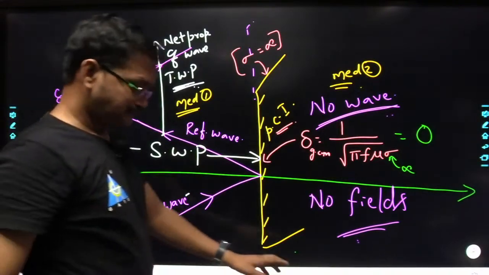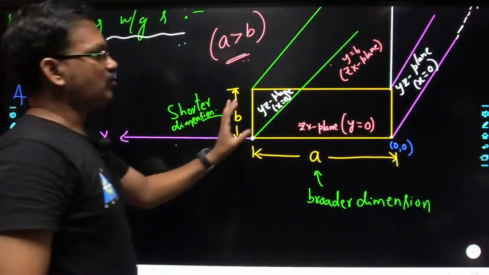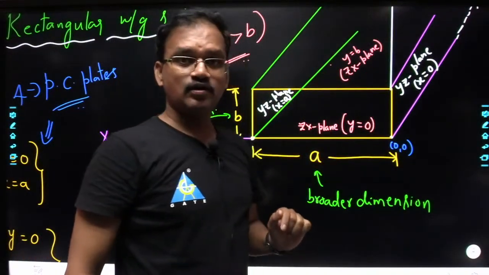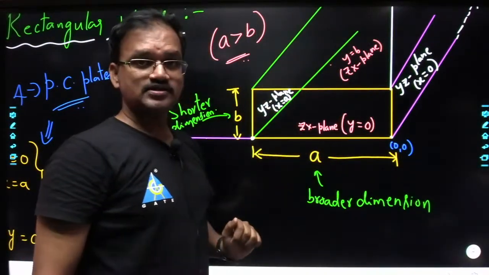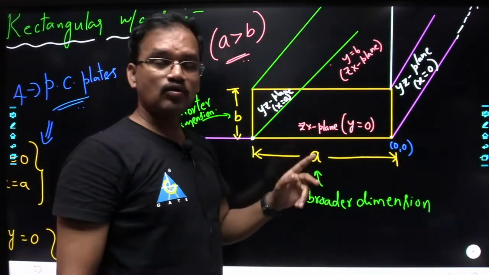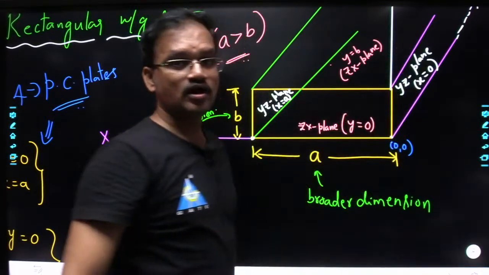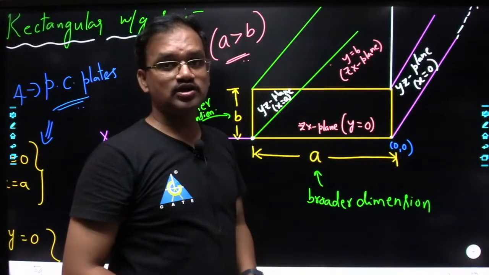Okay. So here, after all, we are designing this rectangular waveguide with 4 conducting plates. Just now we have seen that between any 2 conducting plates, you are going to have a standing wave pattern, and along the conducting plates, you are going to have the net propagation of the wave.